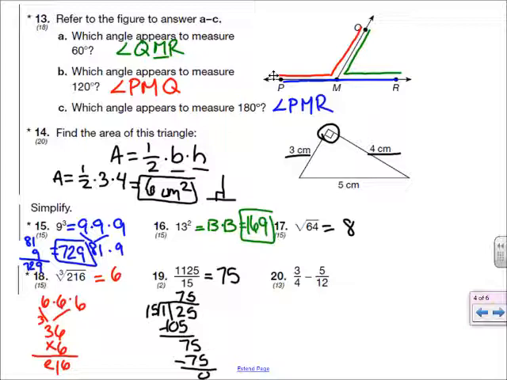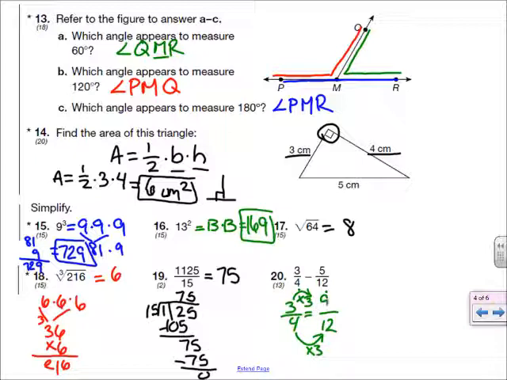And then number 20, I have 3/4 minus 5/12. I need to get them to have the same denominator. So I know that 4 is a factor of 12, so I'm only going to change the one that has 4 as its denominator. And I'm going to put it over 12. And then I ask what number times 4 gives me 12. 3 does. Whatever I do to the bottom, I have to do to the top.